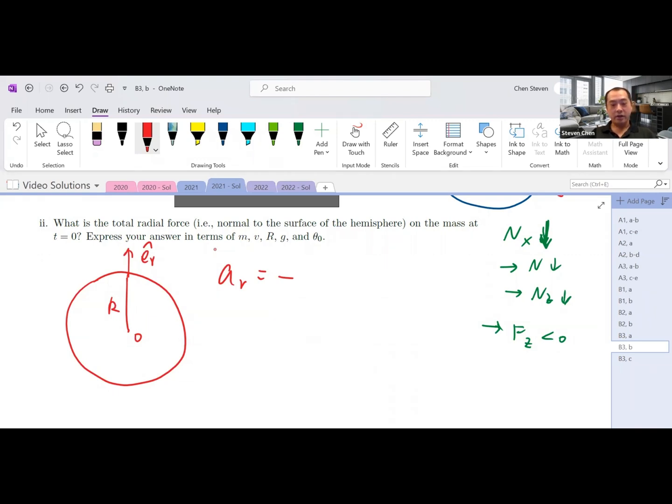because your velocity is always tangential, so it cannot have a radial component of velocity. Otherwise, we cannot keep the equal distance towards the center. So it is negative v squared over r. The negative sign means that in the radial direction, it points towards the center. So we have this centripetal acceleration from the circular motion.